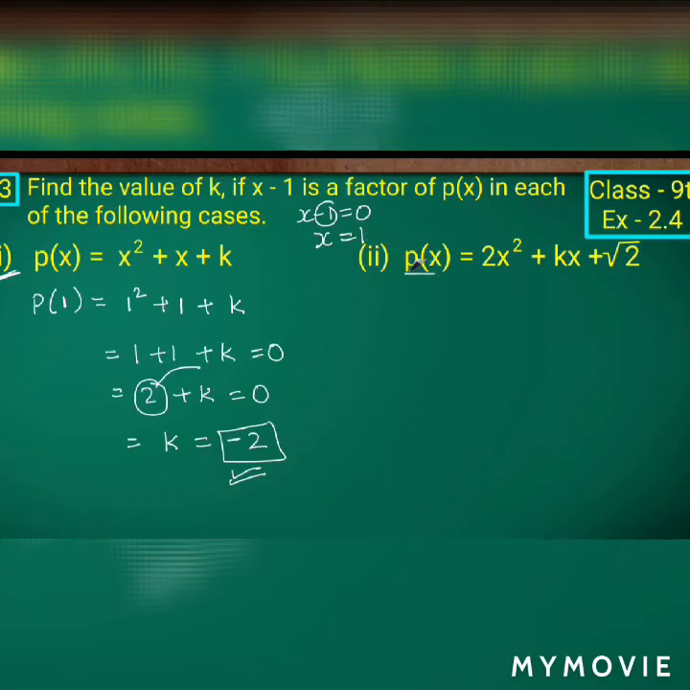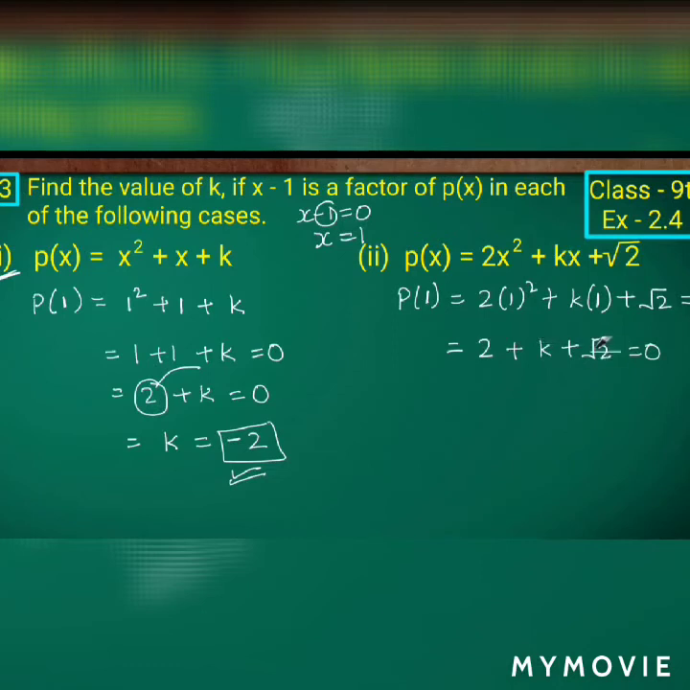So the same way for the second one. Here p of x becomes p of 1, which is equal to 2 into, in the place of x square, 1 square, plus k into 1 plus root 2. So 2 into 1 is 2, plus k into 1 is k, plus root 2, which is equal to 0, isn't it?